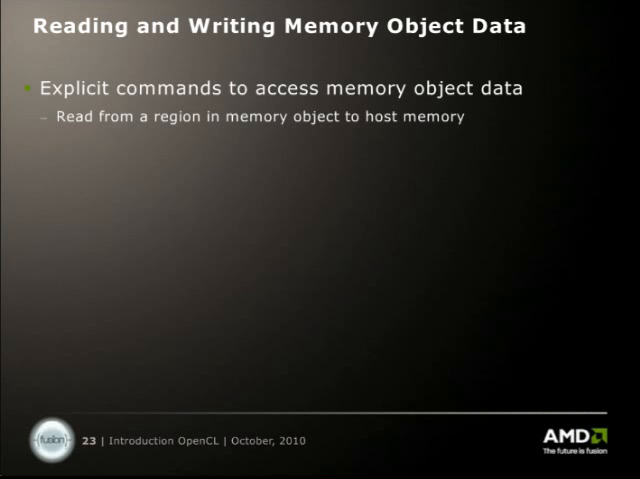Reading and writing memory objects. How do we write those? These are our explicit commands to access memory object data. This is where I go back to my original diagram of the memory hierarchy, where I talked about everything being explicitly managed in OpenCL. This does put a bit of a burden on the programmer, but obviously you can control your data placement and data movement. And this is the first time we've seen an enqueue command.